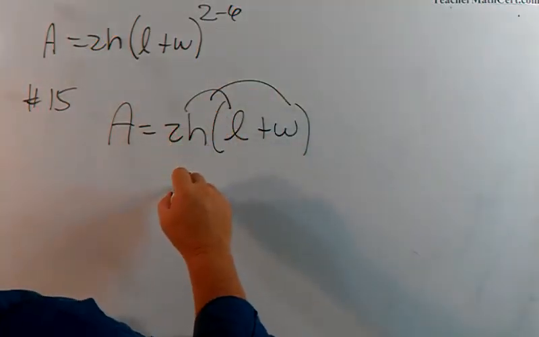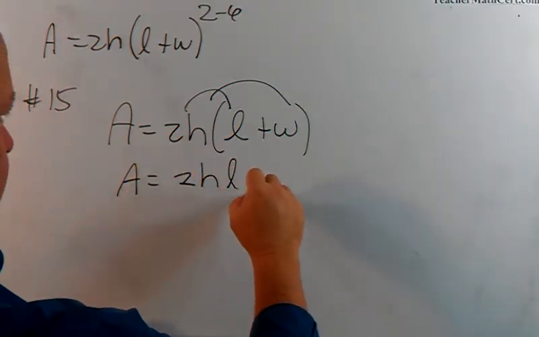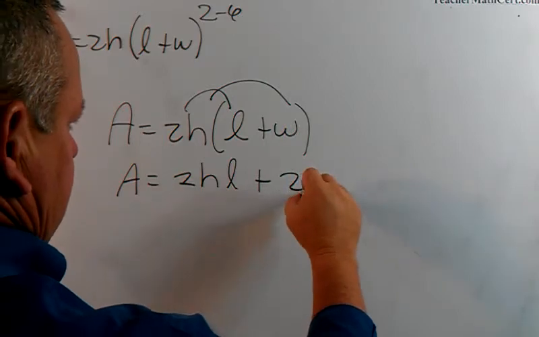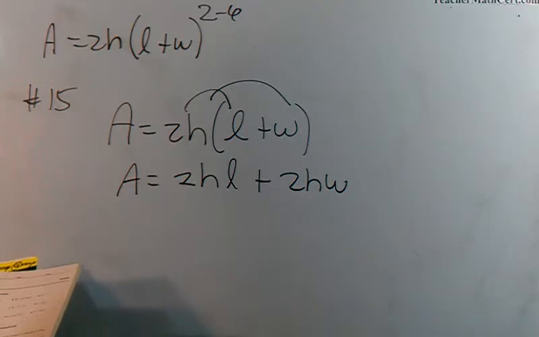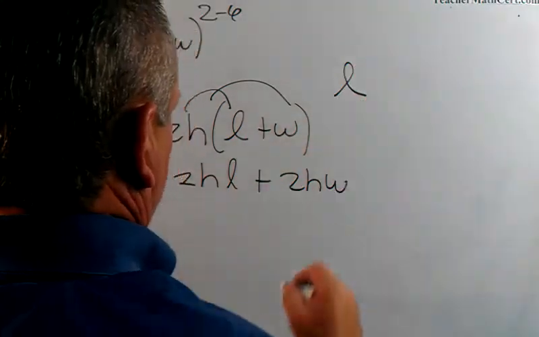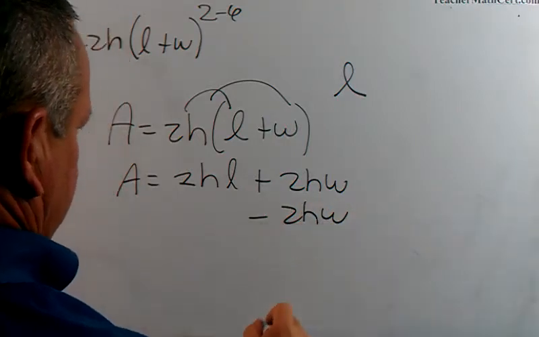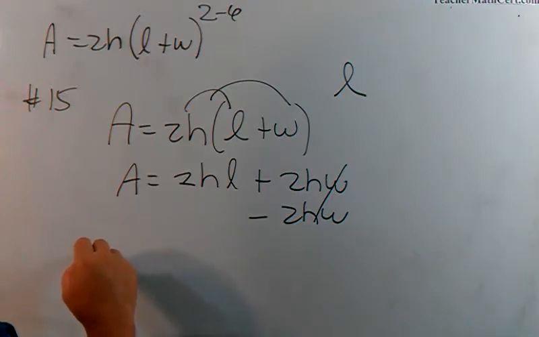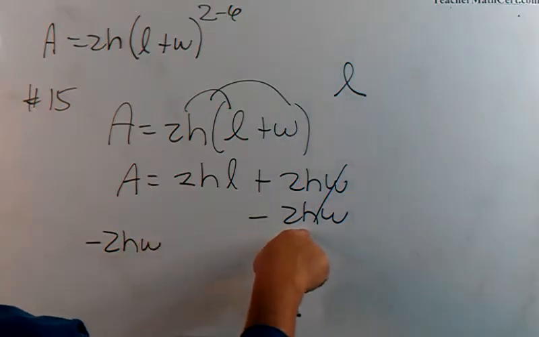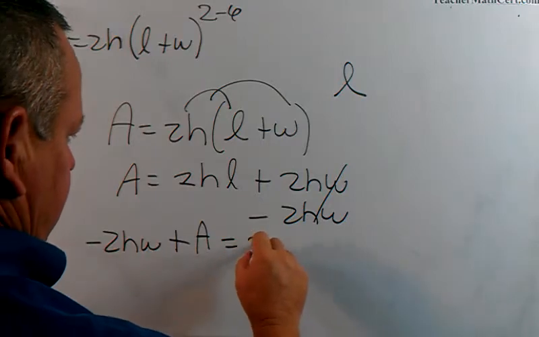Okay, so we've got A equals 2HL plus 2HW. Alright? What are we solving for here, 15? L. Solving for L. Alright. So we want to subtract 2HW, right? That goes to 0. And we rewrite this as minus 2HW, because we subtracted from there, plus this A is equal to 2HL.